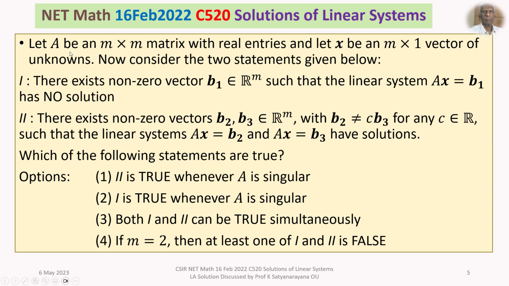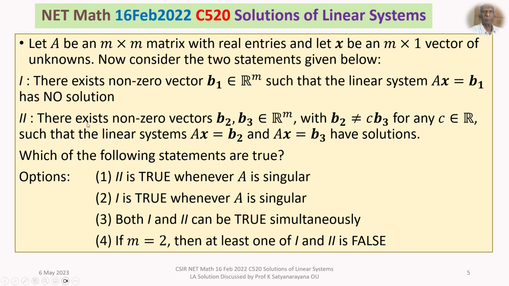We are given an m by m real matrix capital A. Capital X denotes an m by 1 vector of unknowns. And we are given the following two statements. Statement 1. There exists a non-zero vector b1 belongs to R power m such that the linear system Ax is equal to b1 has no solution. You have to remember statements 1 and 2.